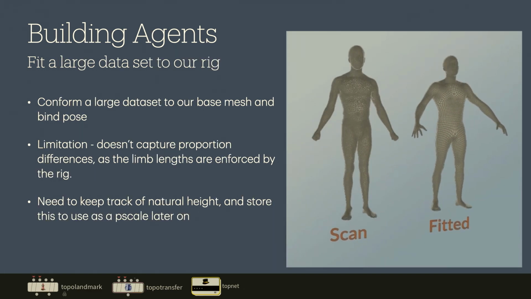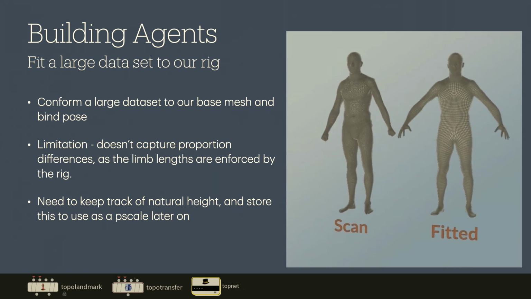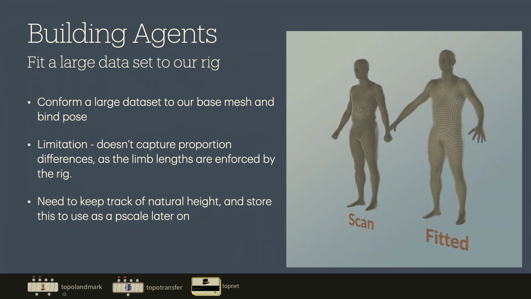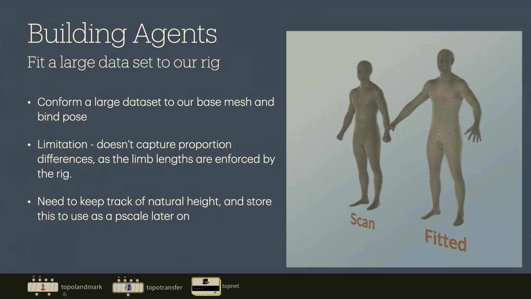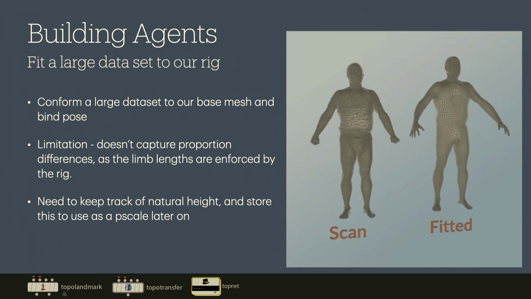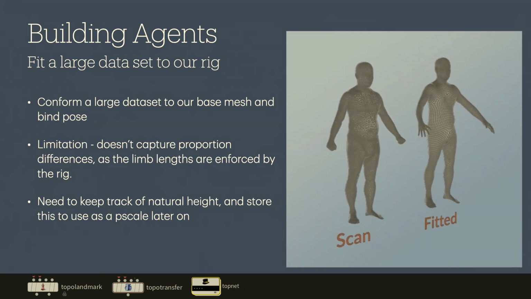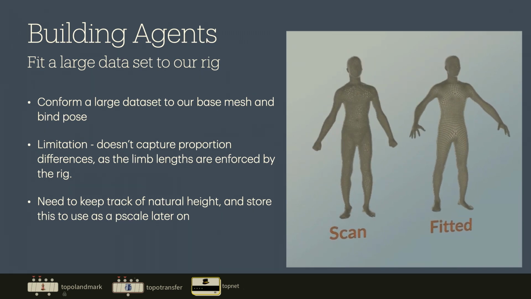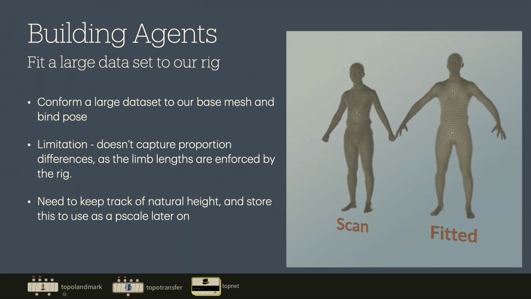And here this is operating on the CAESAR research dataset, which is a large academic collection of body scans. As they're all the same topology, the landmarks on one mesh transfer to them all. So this is just batch processing 100 of them or something. You can see the limitations of this method.